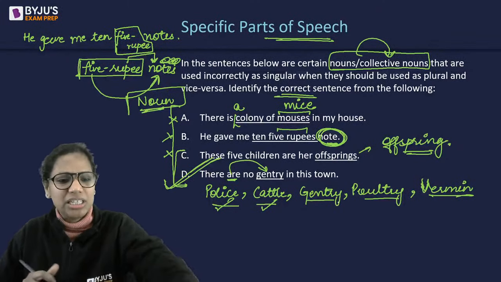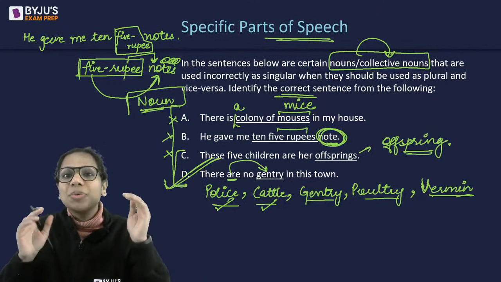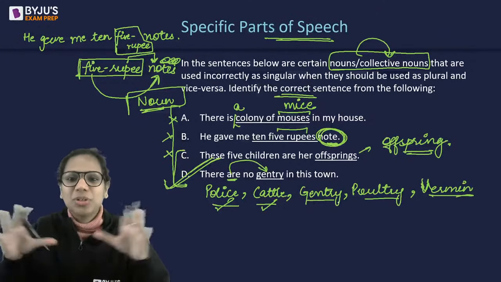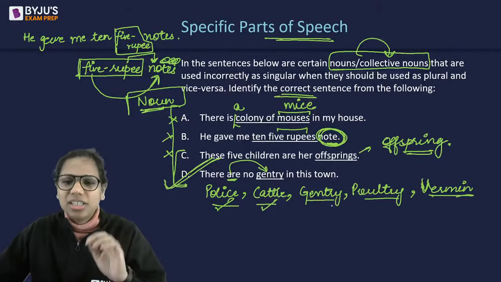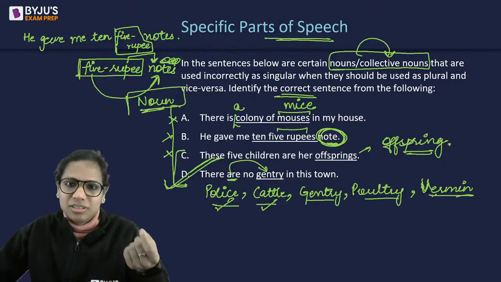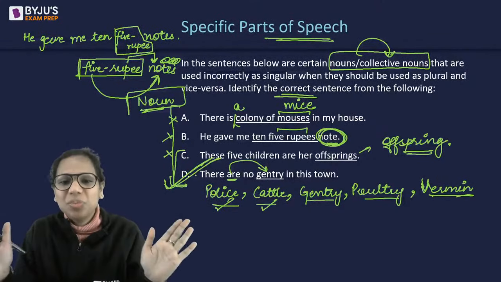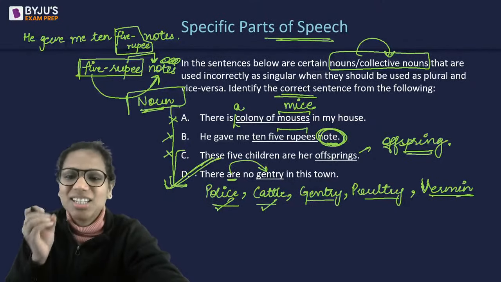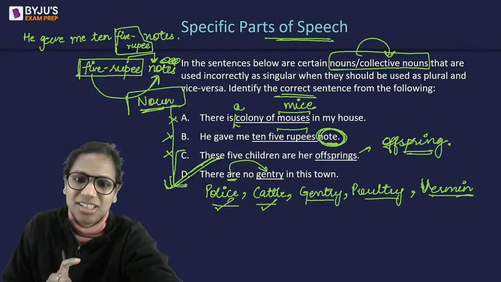What does gentry mean? Usually the upper class or the ruling class people, they are called the gentry. Okay, so there are no gentry in this town, no ruling class in this town. Poultry, all of us understand, right? Vermin, those small little insects. So D is correct here, the rest are incorrect. Okay, and it tested your knowledge of collective nouns, of singular plural of nouns in depth, right?